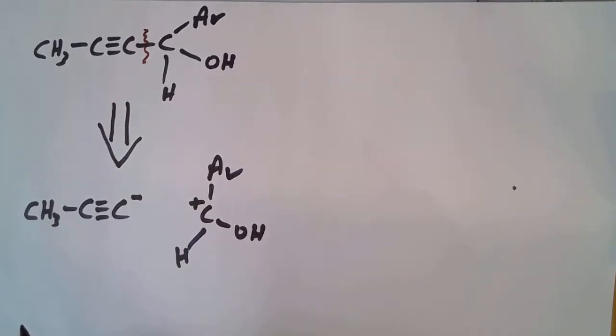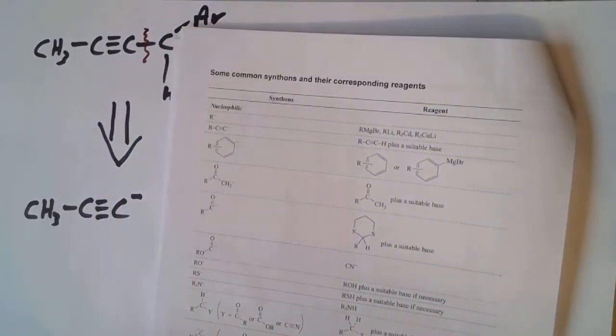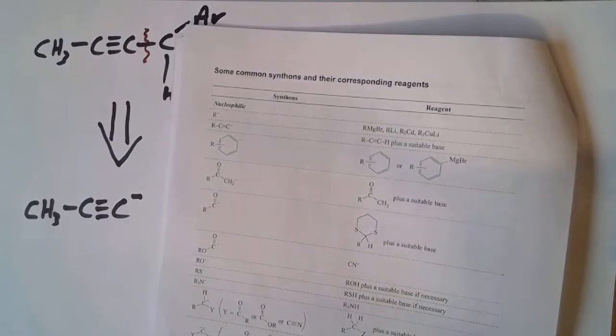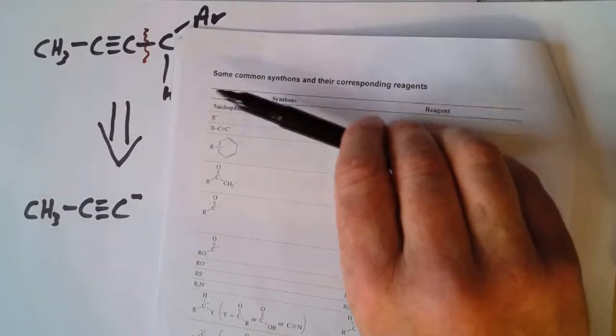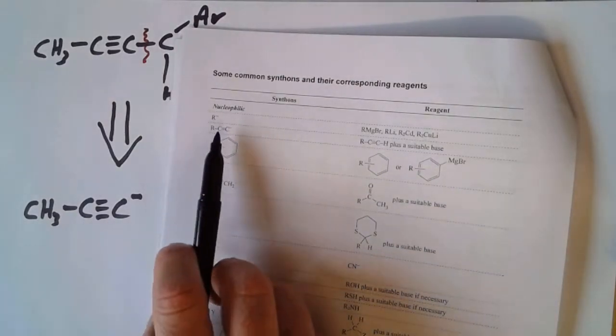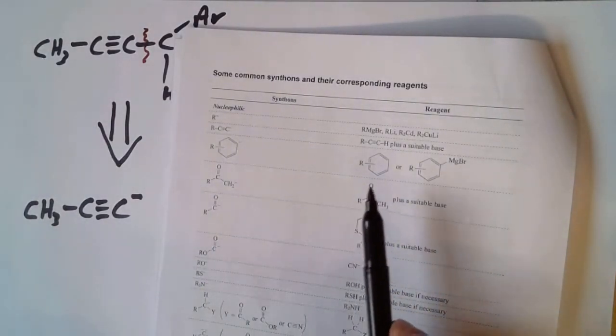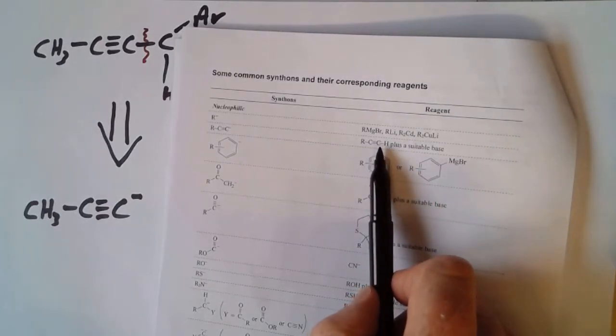But also, if we refer to our data tables, sorry for the pause there, I'm just looking for my data tables. I'm going to introduce them here. This is for some common synthons and their corresponding reagents. Under the nucleophilic section of the synthons, you will see that we have something equivalent to our synthon here, the alkyne with a negative sign, rather than charge. And this equates to an alkyne group with a terminal hydrogen.